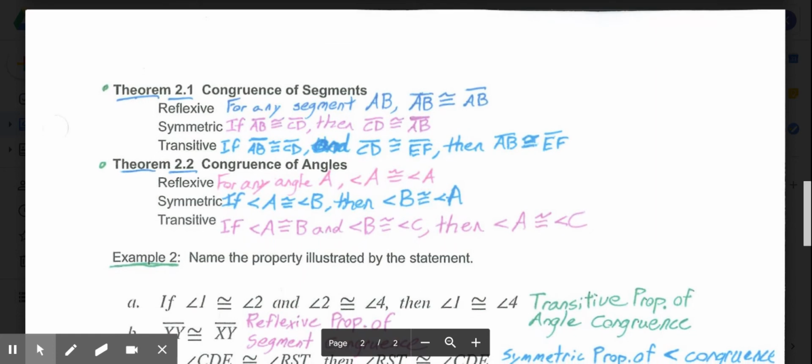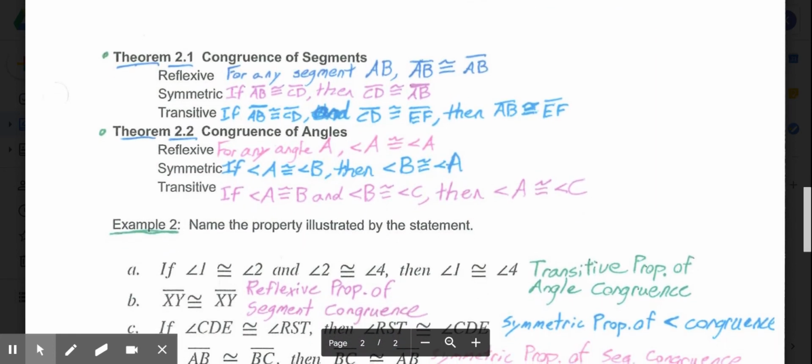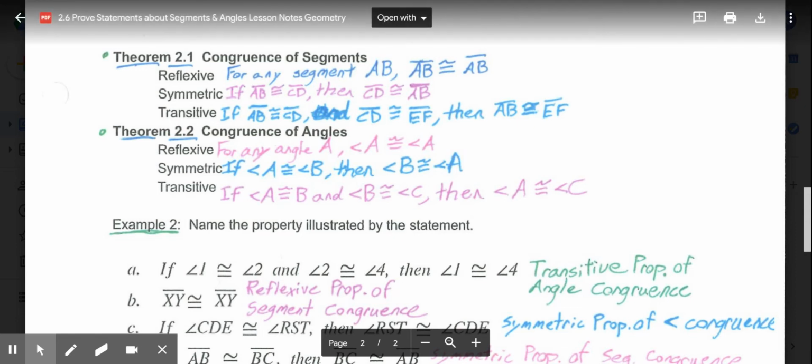Now we're going to look at two different theorems, Theorem 2.1 and Theorem 2.2. Theorem 2.1 is the theorem for the congruence of segments, and it breaks down to three properties that make up these congruence of segment theorems. First property is the reflexive property, which says for any segment, so if our segment is AB, segment AB is congruent to itself.